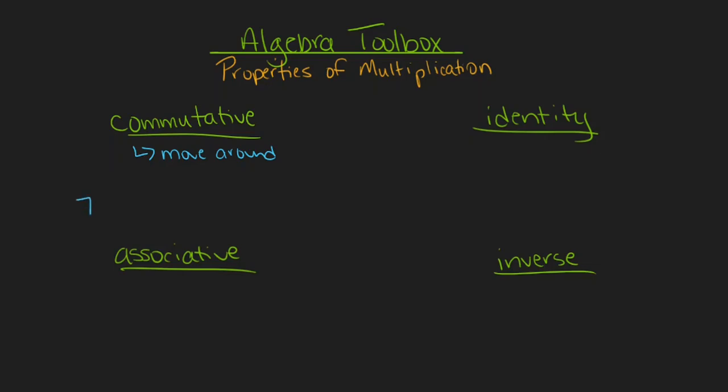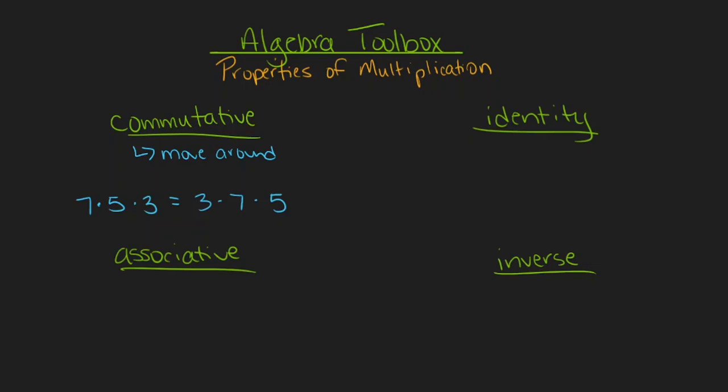So if I have 7 times 5 times 3, that's the same thing as 3 times 7 times 5, or any other order of these values that I might come up with. In other words, the order of numbers in multiplication does not matter. You can put them in any order you want.